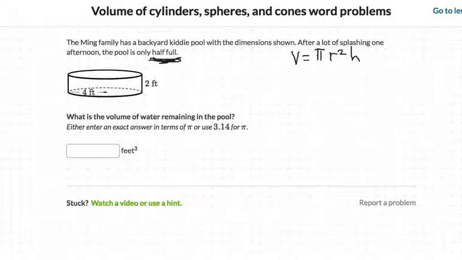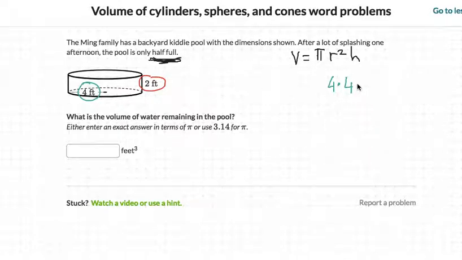So let's set it up. Radius here is 4. Height is 2. Let's deal with those separately. Let's plug them in. So we've got 4 squared. 4 times 4 is 4 squared.